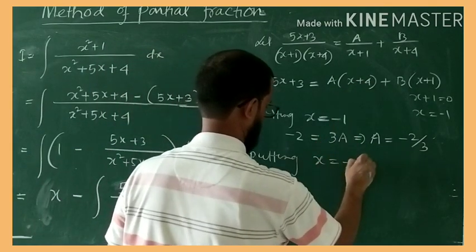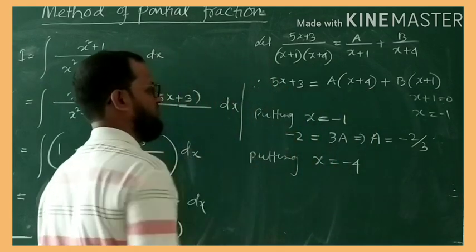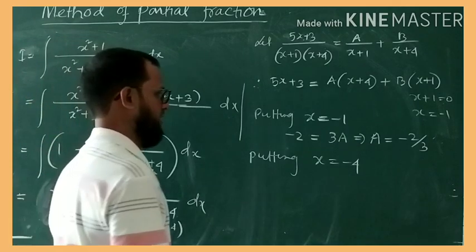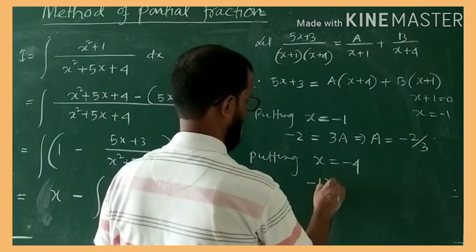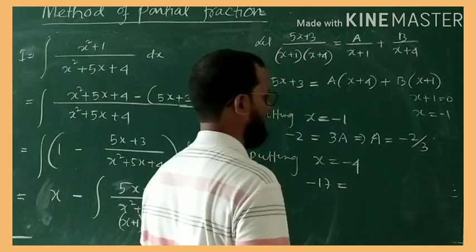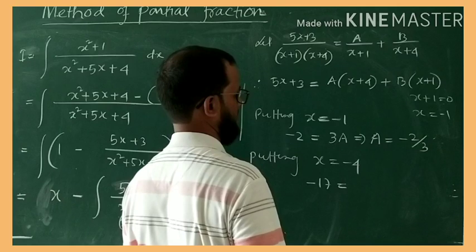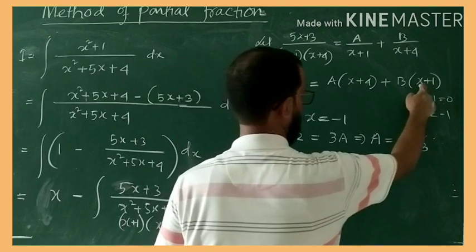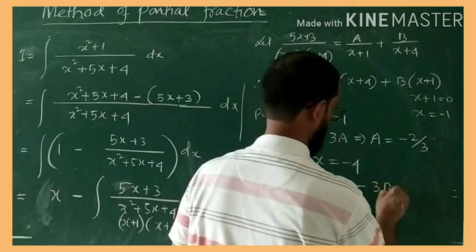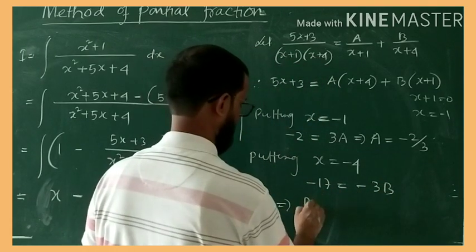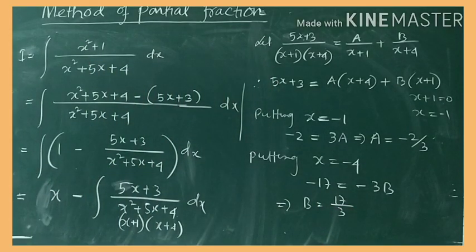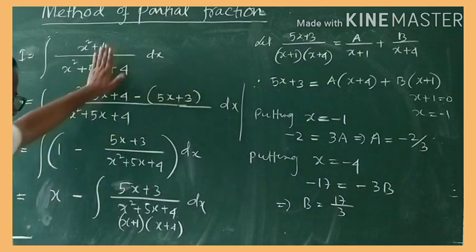Okay, and next, I am not going to explain, put x equal to -4 in this. This term becomes 0 by putting -4. On the left side, 5 into -4 is equal to what? -20 plus 3, so it will be -17, and the right hand side becomes -4 plus 1, which is -3, so -3B. Then B equal to what? 17 by 3. So your B is 17 by 3. I hope this part is clear for you.